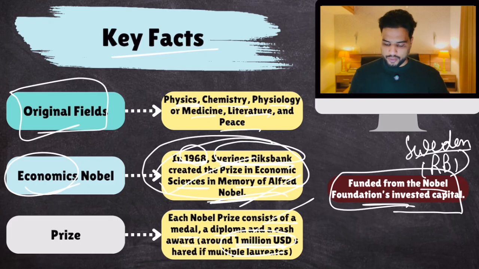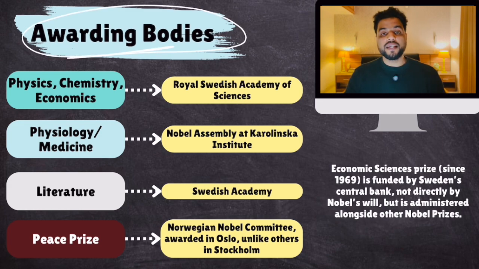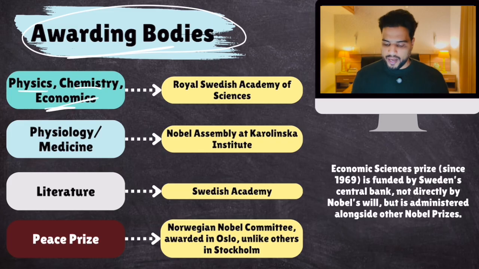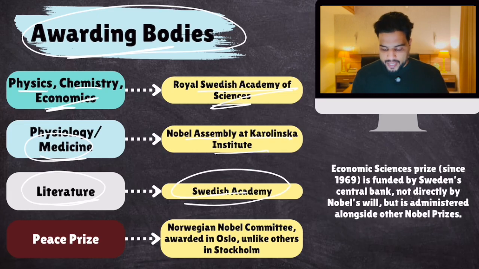Now, some details are important. Questions can be asked with respect to awarding bodies, like the physics prize is awarded by which entity, literature is awarded by which entity. All these things can be asked. So physics, chemistry and economics are awarded by the Royal Swedish Academy of Sciences. For medicine, the award is given by the Nobel Assembly at Karolinska Institute. For literature, the Swedish Academy gives the prize, and for peace, it's the Norwegian Nobel Committee.